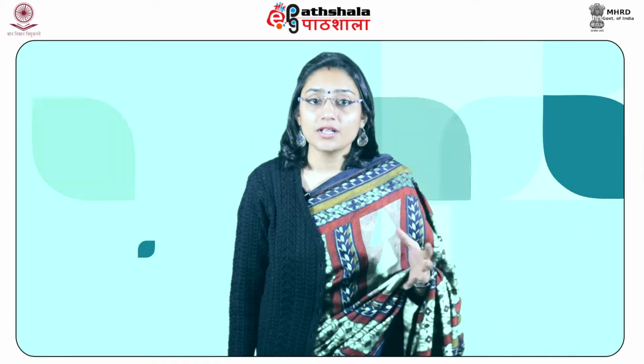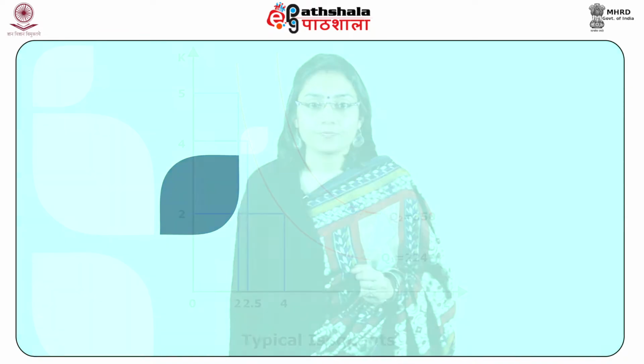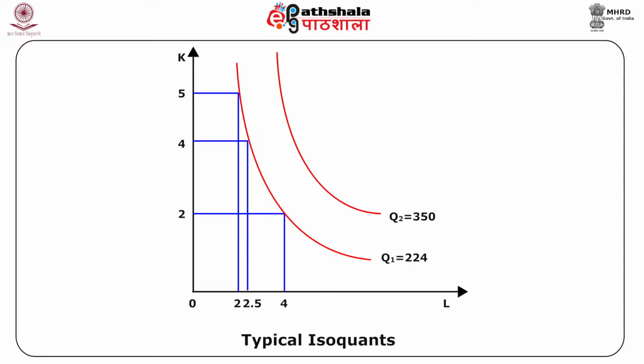At each point on the isoquant, technical efficiency is achieved. That is, it gives the maximum possible output associated with a given input combination. Figure 2 provides a graphical representation of an isoquant. Note that the two inputs are measured along the two axes. In figure 2, there are two isoquants, Q1 and Q2.